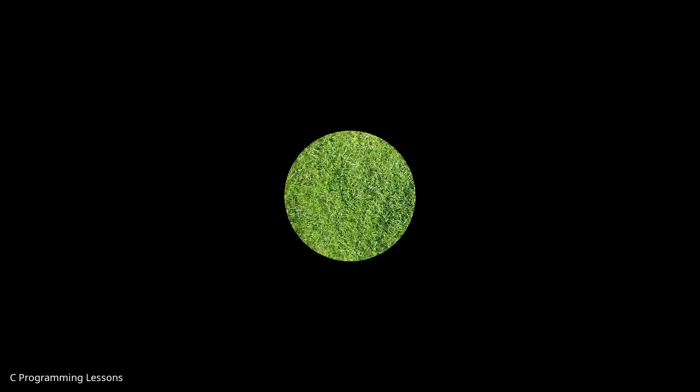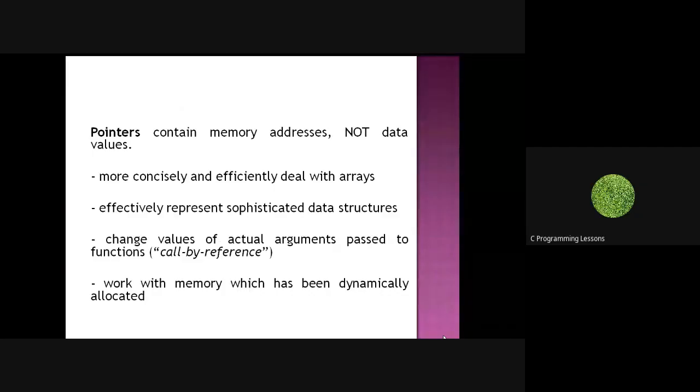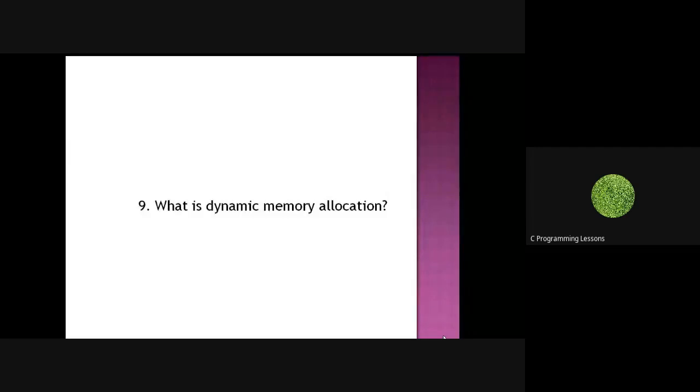Then it's an effective method for passing an array to a function. Then we can work with memory which has to be allocated dynamically. So naturally, our next question is, what is dynamic memory allocation?